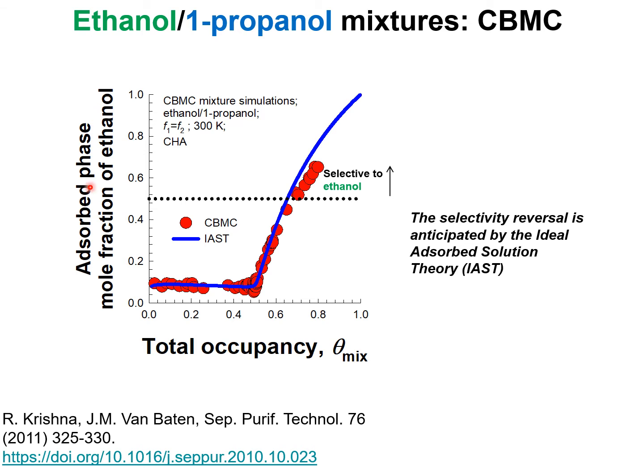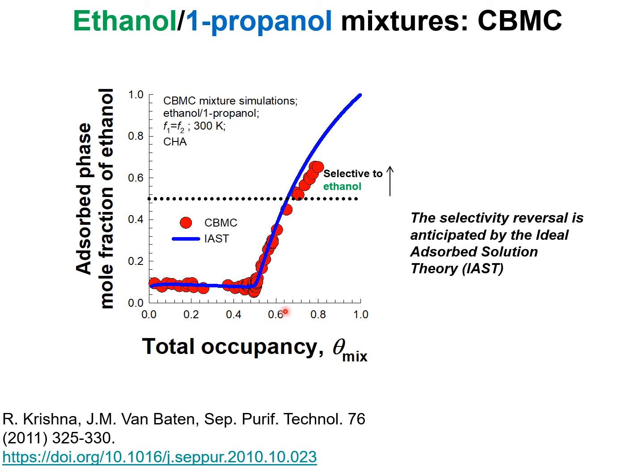The adsorbed phase mole fraction of ethanol is on the y-axis and the total occupancy within the pores on the x-axis. 1-propanol, being a longer alcohol, is much more strongly adsorbed. The Henry constant for 1-propanol is 200 times higher than that of ethanol, and at low pore occupancies, say below 0.5, the mixture adsorption is strongly in favor of 1-propanol.